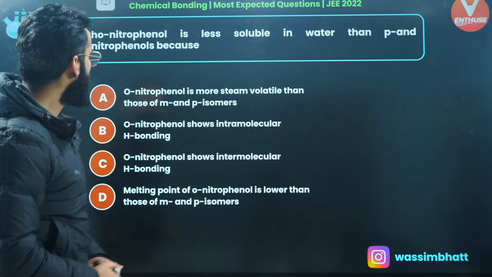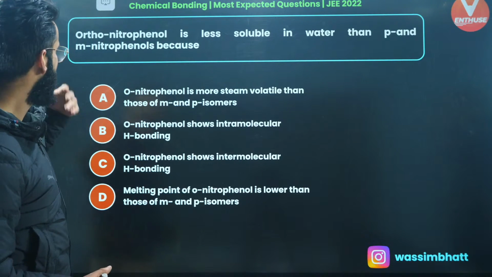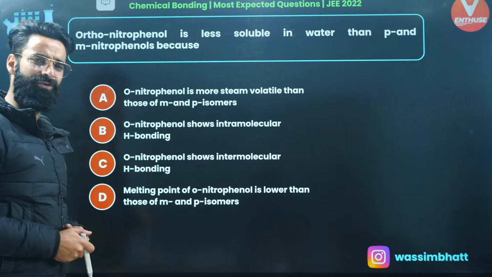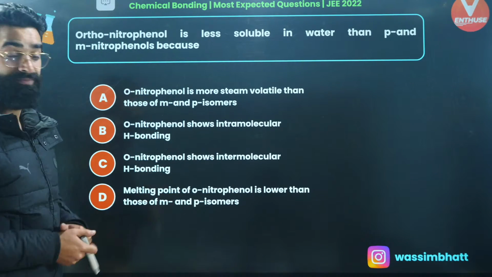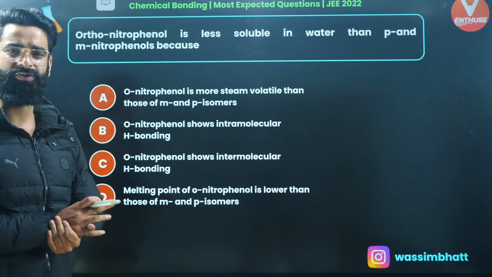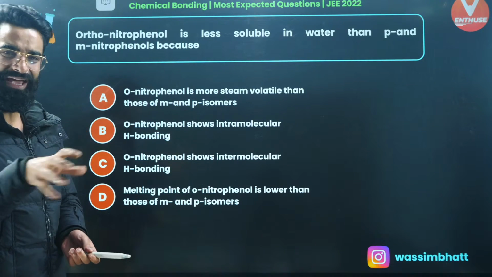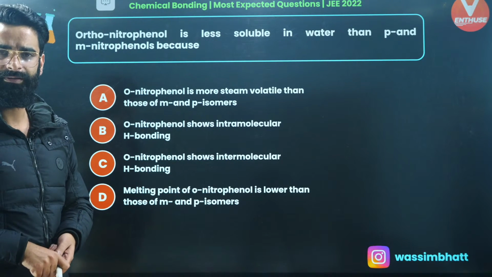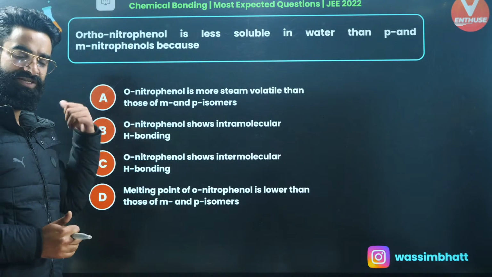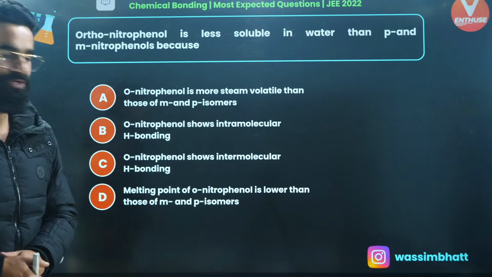Orthonitrophenol is less soluble in water than paranitrophenol or metanitrophenol. Why is that? This is absolutely correct. Because in the case of orthonitrophenol, intramolecular hydrogen bonding happens, right? Hydrogen bonding in the molecule itself. Due to the intramolecular hydrogen bonding in orthonitrophenol, it is less soluble in water as compared to para and metanitrophenol, right?